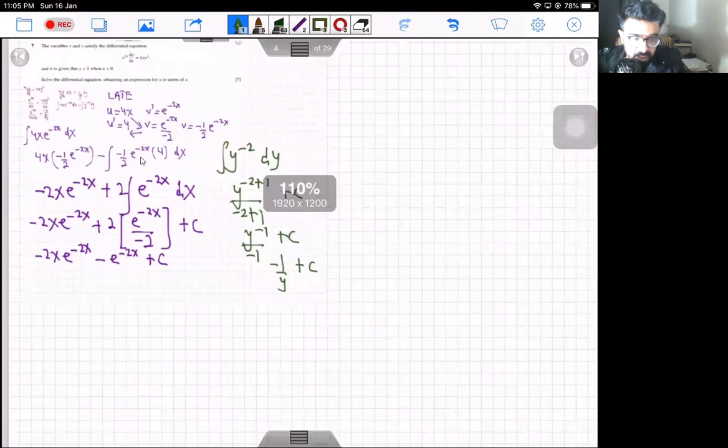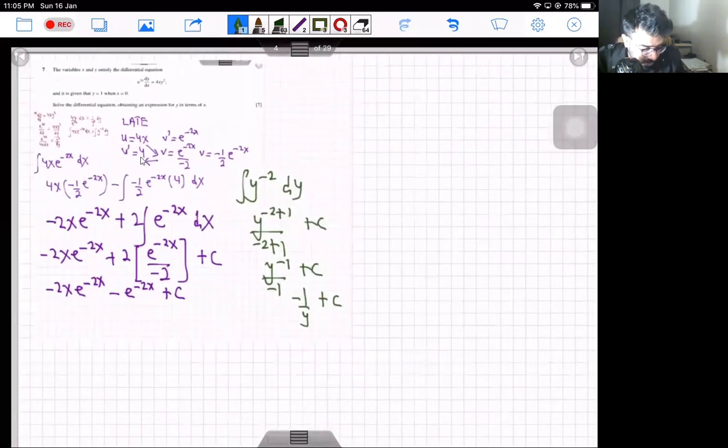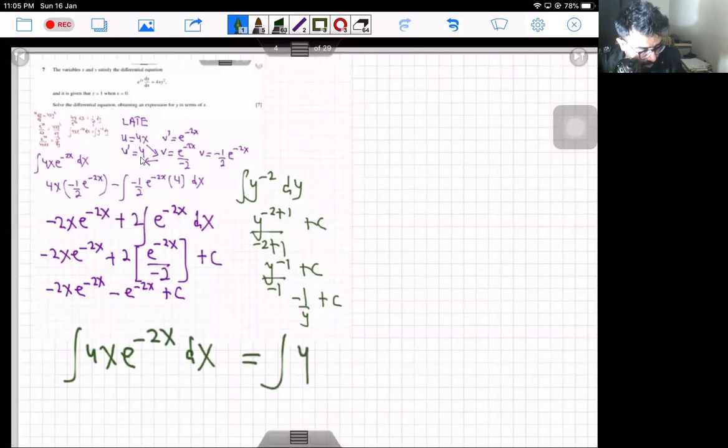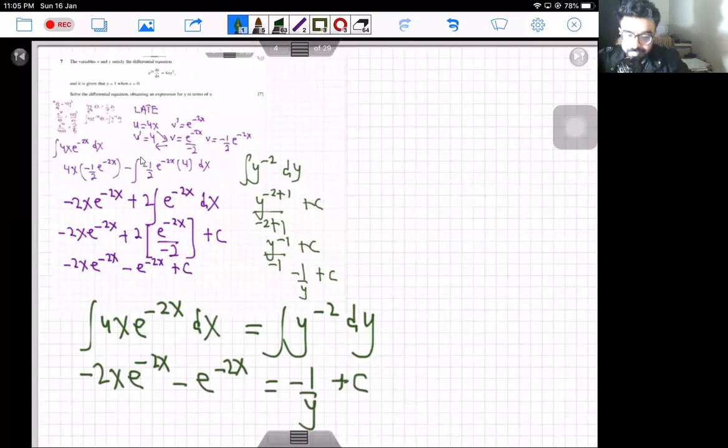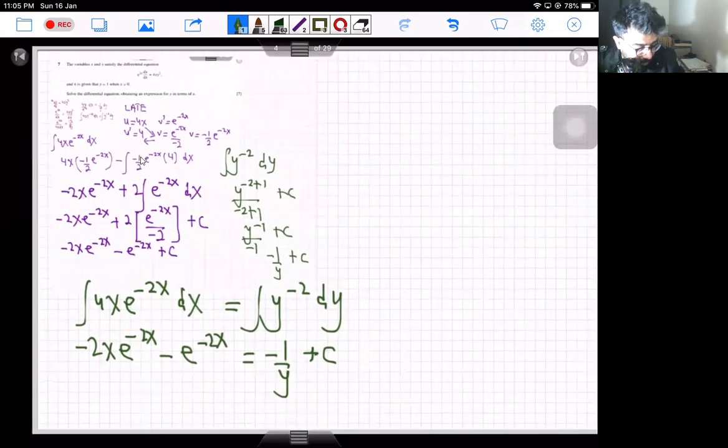So far we have achieved this. What we were actually solving: we were about to integrate 4x multiplied by e raised to the power minus 2x with respect to x, equals integrating y raised to the power minus 2 with respect to y. And so far what we have achieved is minus 2x multiplied by e raised to the power minus 2x minus e raised to the power minus 2x equals minus 1 over y, and we are going to add c on the right hand side only. So here you go now.